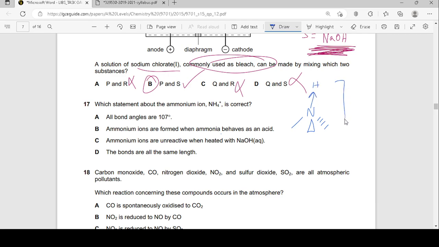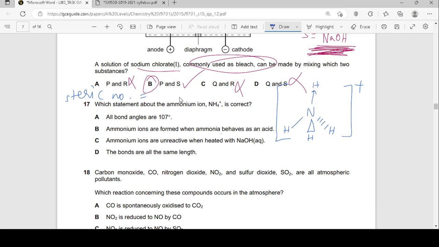This is the structure of NH4+. Okay, wait, I'm going to draw it a little bit better. Let's see. Okay, so first, let's find out what the steric number is. Steric number is the number of lone pairs plus the number of sigma bonds. Pi bonds are not counted in hybridization. Let's look: 1, 2, 3, 4 sigma bonds and no lone pairs, right?